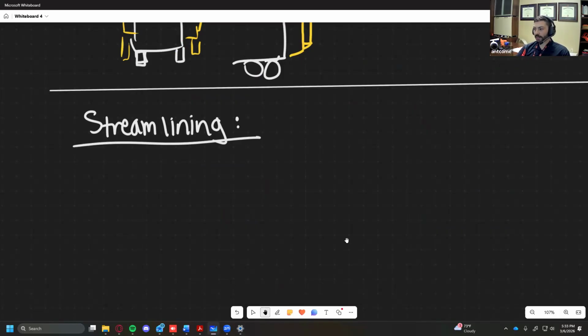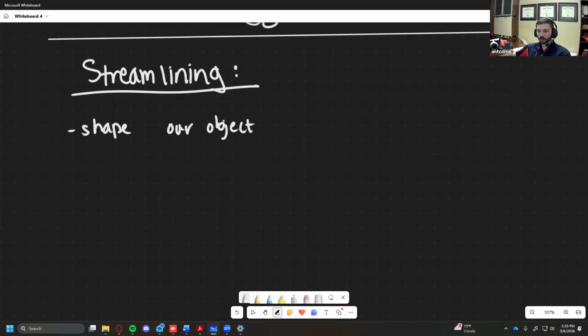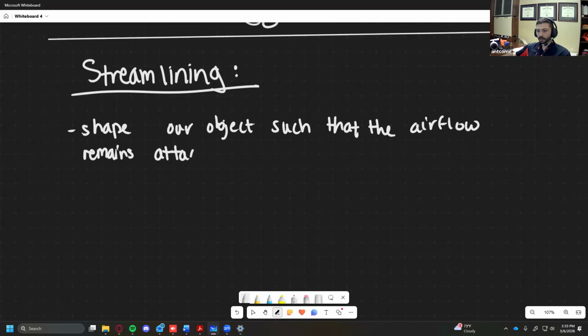So what is streamlining? Streamlining is basically shaping the object such that, let me write this out, we want to shape our object such that the airflow remains attached to the surface as long as possible.